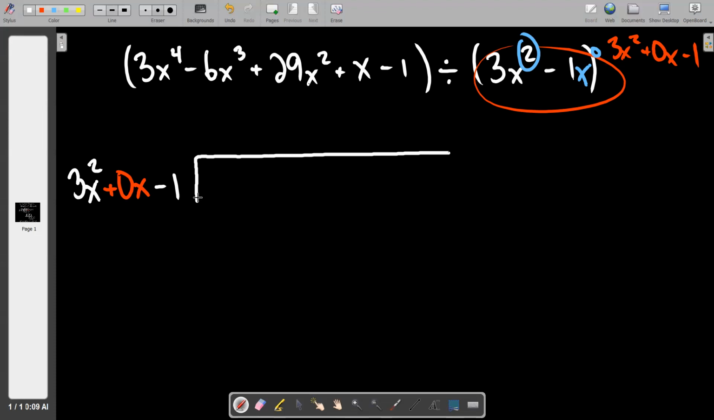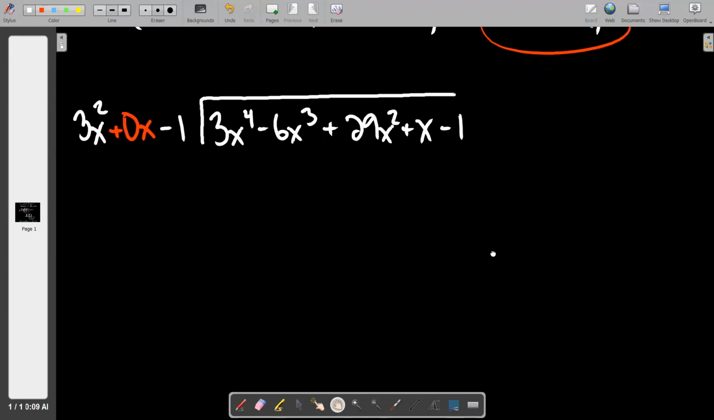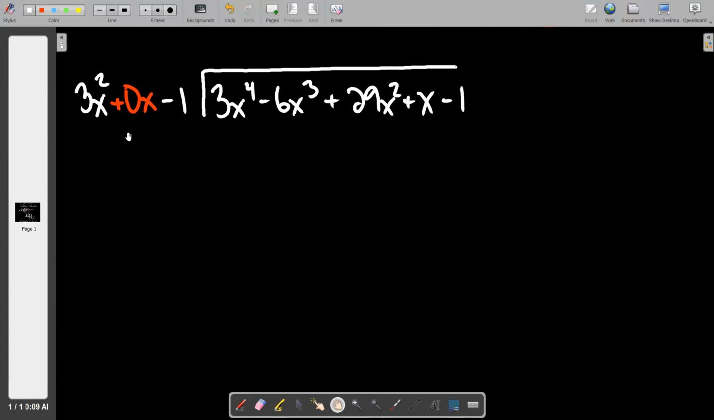Then we fill in the dividend, which is 3x to the 4th minus 6x to the 3rd plus 29 of those plus 1 of those minus 1. And we begin. Any questions so far? Let's begin. What's going to go at the top of the very beginning of my quotient line? All I need is x squared. Good job.